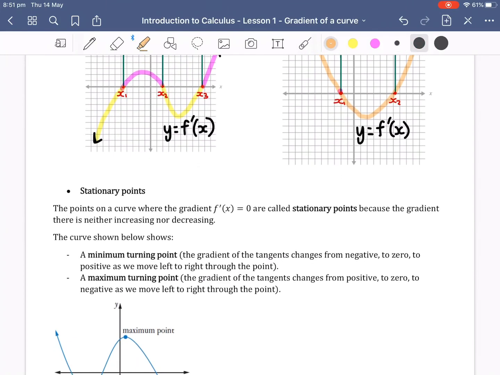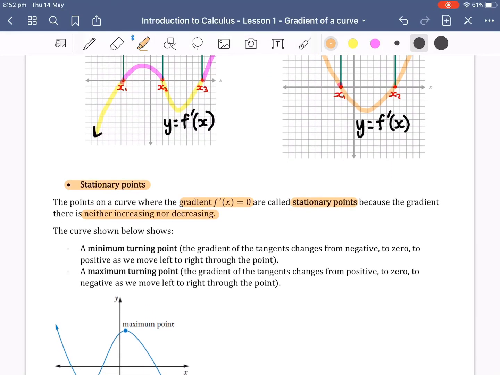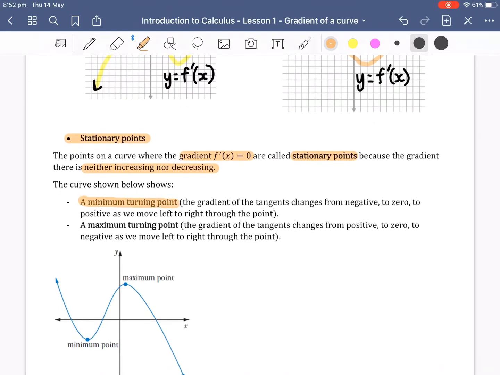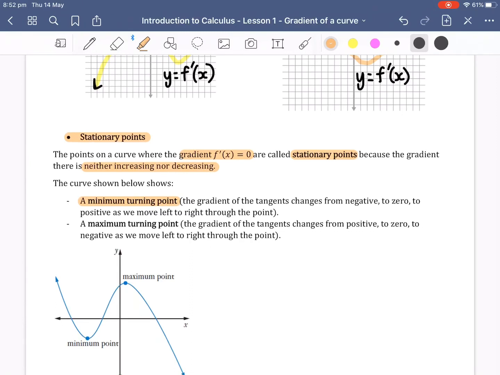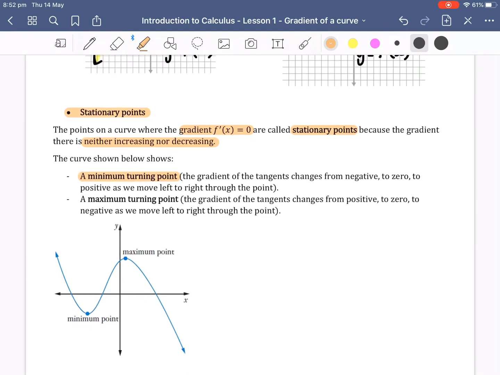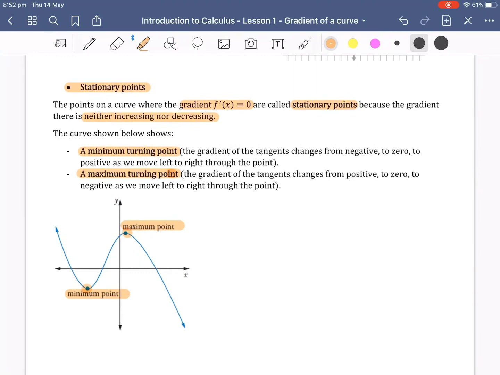Finally, we have these things called stationary points. So the points on a curve where the gradient of f dash x equals 0 are called stationary points. So because the gradient is neither increasing nor decreasing, our stationary points on our curve are where we have a minimum turning point. So this is where the gradient of the tangents change from negative to 0 to positive as we move from left to right. So we have our minimum point here. And then we have a maximum turning point. So that is where the gradient of the tangent changes from positive to 0 to negative as we move from left to right through the point, like this one.